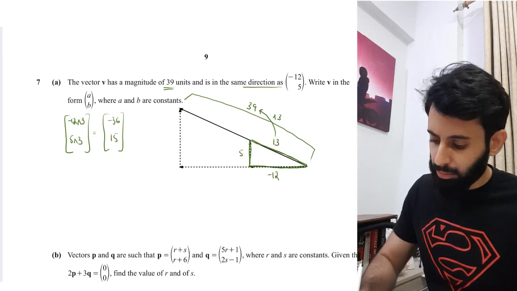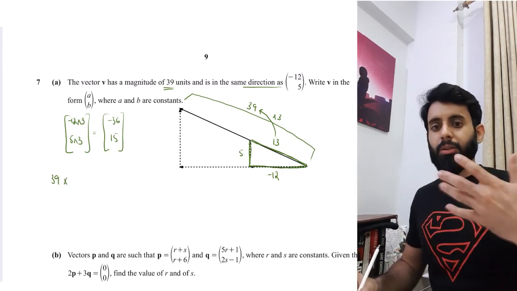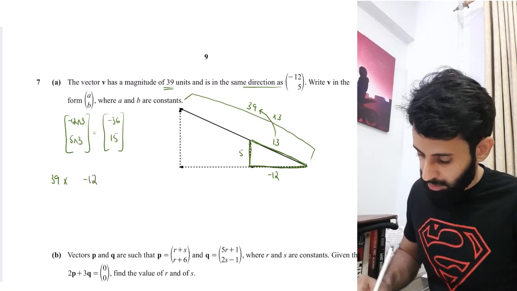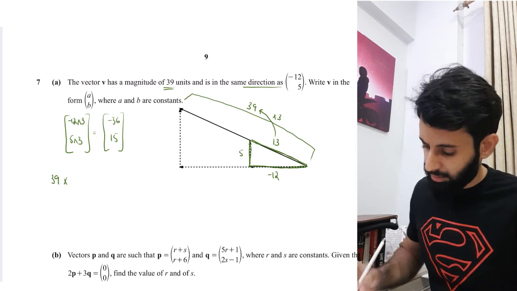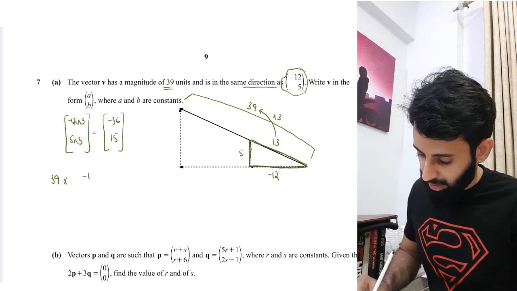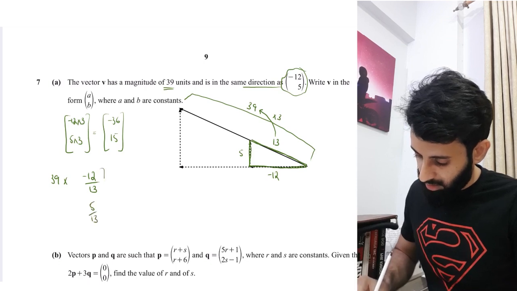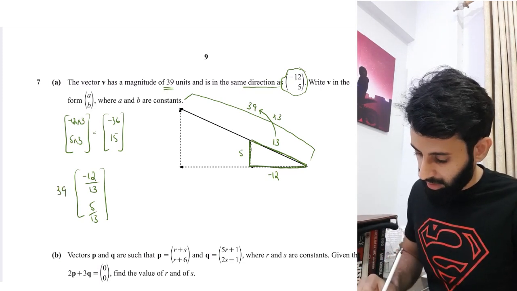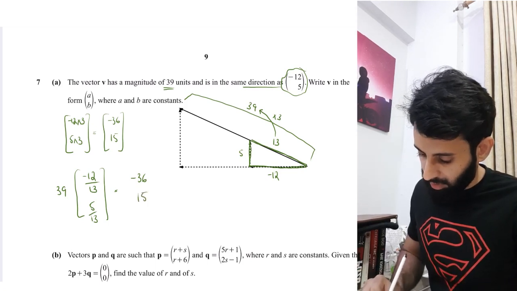An easier way of doing this would be to take the magnitude, which is 39, and multiply it by the unit vector of the direction vector. So here's what I mean. All you have to do is find the magnitude of this vector, which we just did. It was equal to 13. So you take minus 12 upon 13, and 5 upon 13, and you just need to multiply 39 by both of these values. So 39 multiplied by minus 12 upon 13 is minus 36, and 39 multiplied by 5 upon 13 is 15, and you get the same answer.